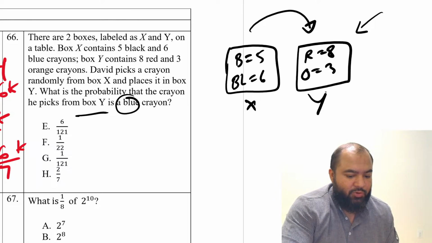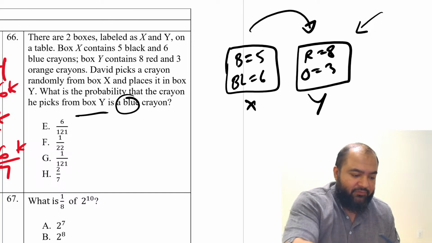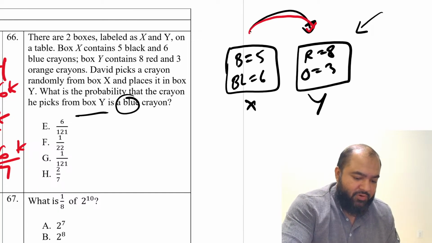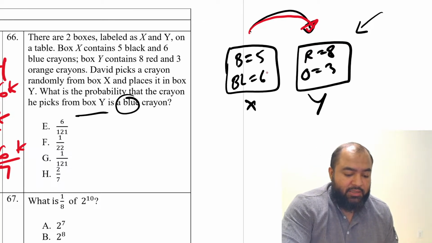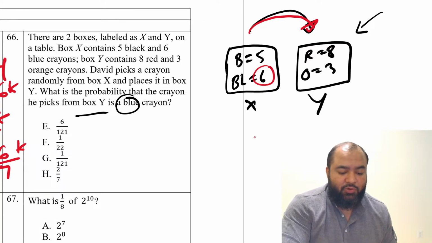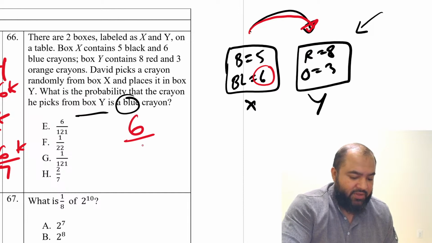Do we have any blue crayons in box Y? Somebody answer. Any blue crayons in box Y? No. So the point is, remember the first one he picked from box X, that means that was blue, right? So the probability that he picked a blue first is 6 out of 11.